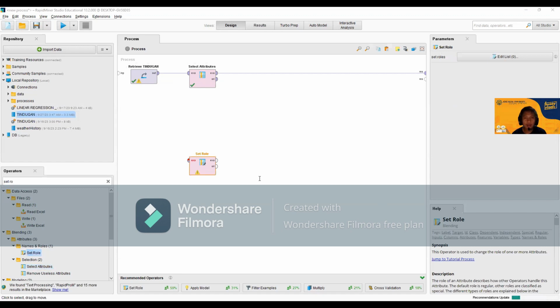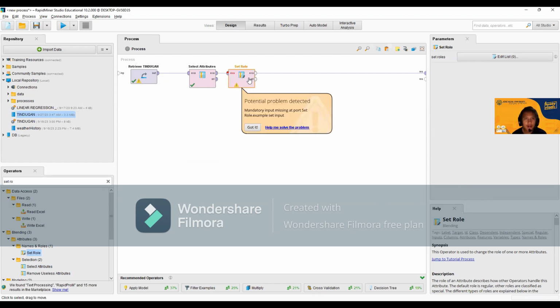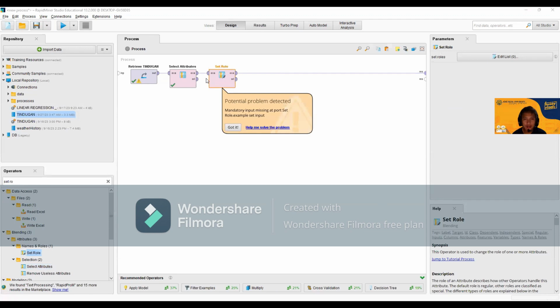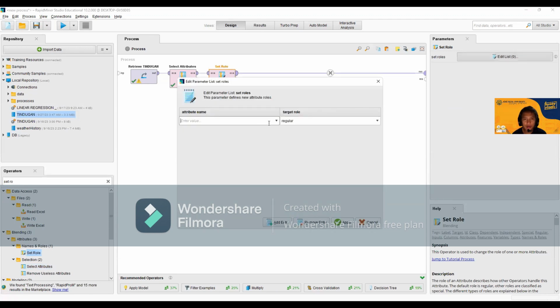So what are we going to do for Set Role? Set Role is to set the role of the independent variable here. For the set roles, we need to set the role of price, and for the target variable, this is our label.